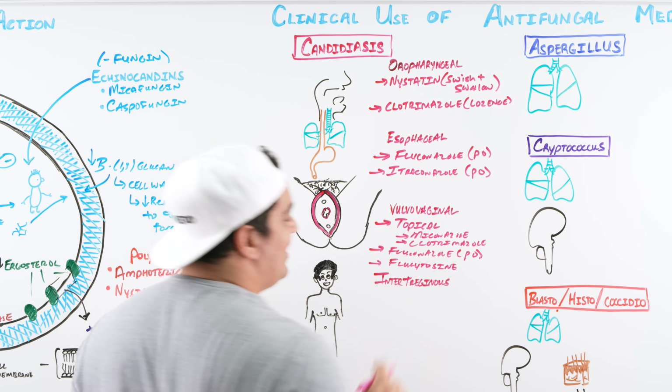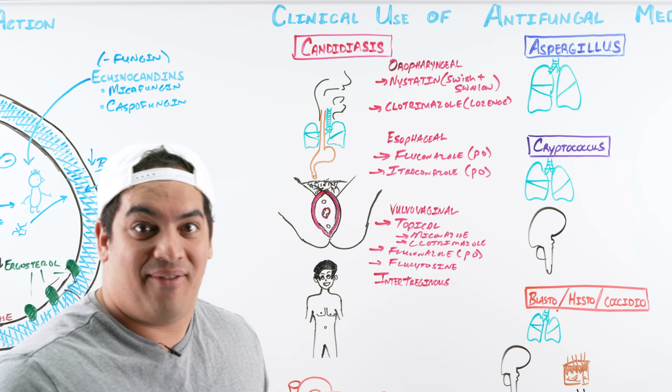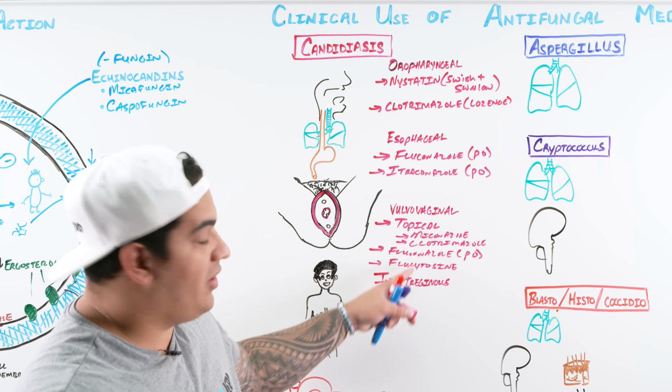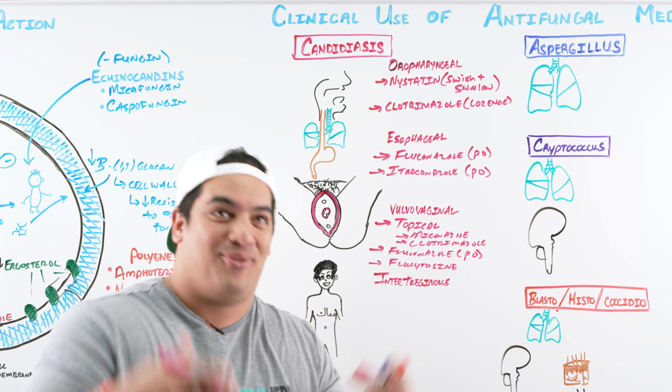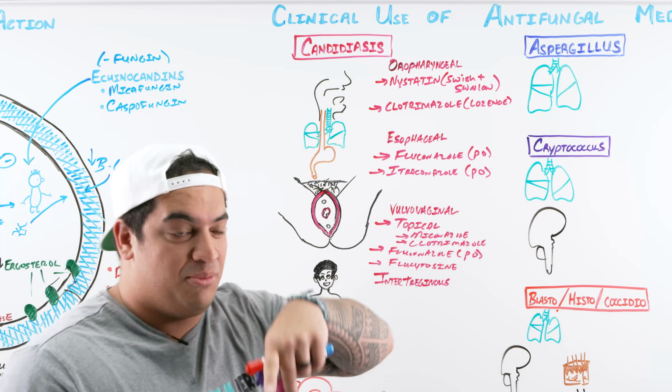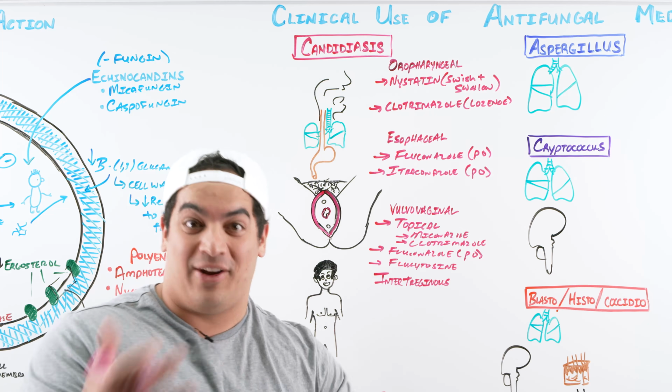Do you remember what flucytosine did? Flucytosine was that 5-FU molecule, which inhibits the DNA and RNA activity, whereas the azoles are inhibiting the CYP450 14 alpha demethylase. And then nystatin is the polyene, which forms the pores. Just trying to see if we can go back and remember these things.